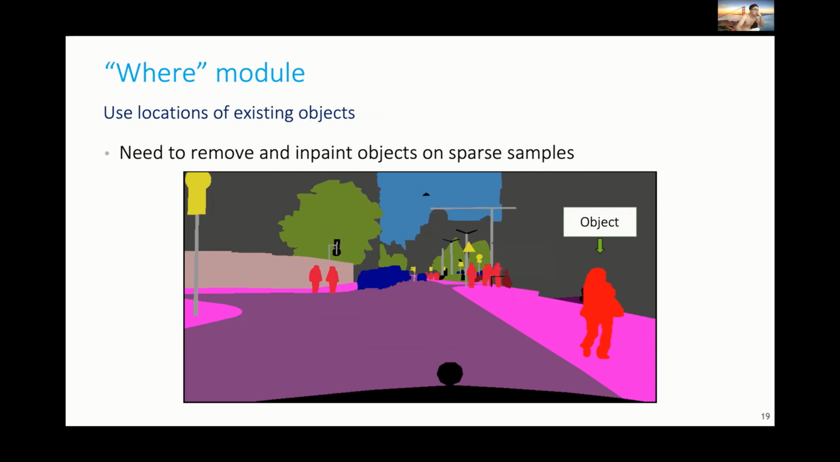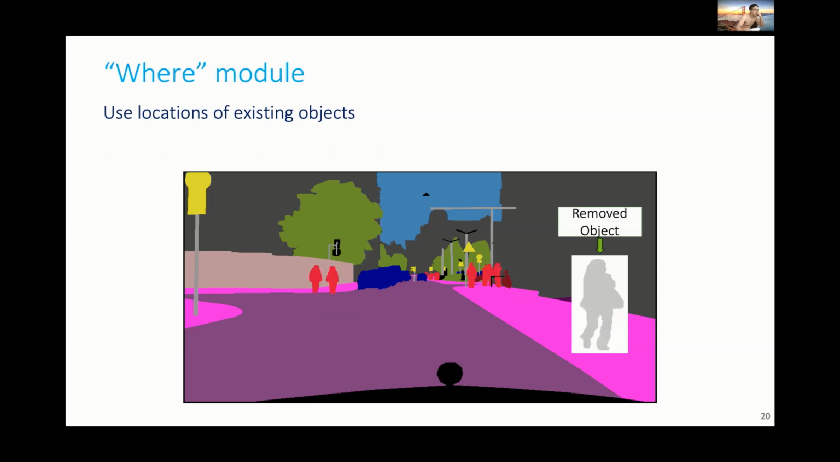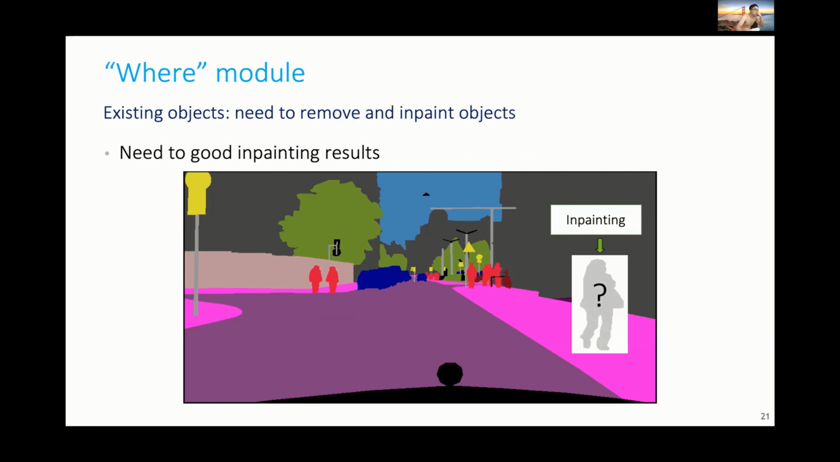Another way is that we can operate directly on objects. Given some training data, we can take objects out and insert them at other places. The problem with this approach is that we need to identify objects, remove objects, and fill in the content, so this turned out to be a difficult problem. And in addition, there are only so many data points we can use, so the variation is much less.